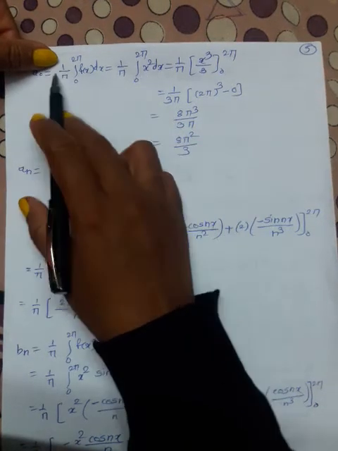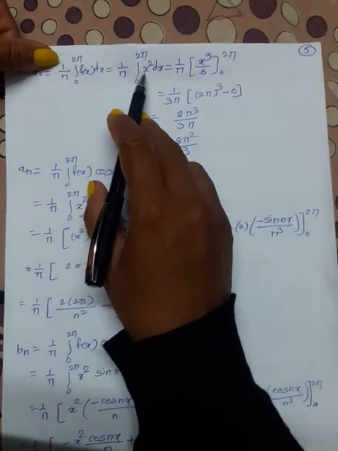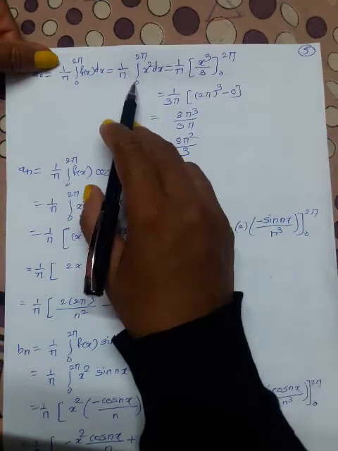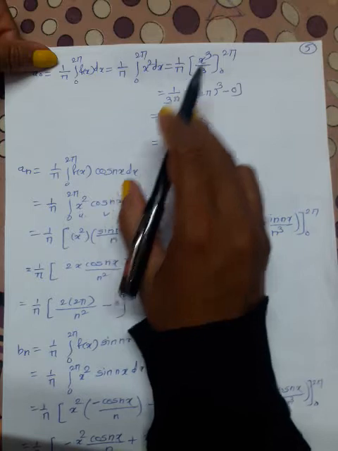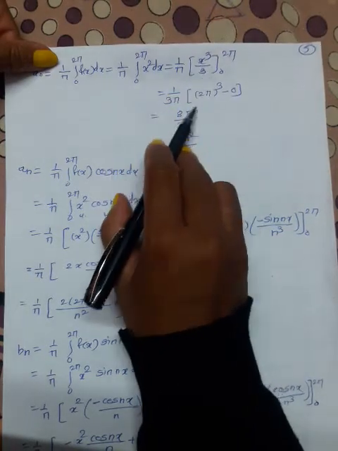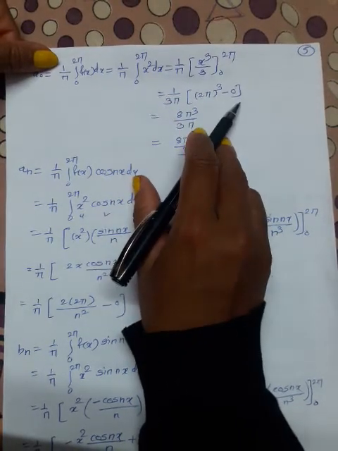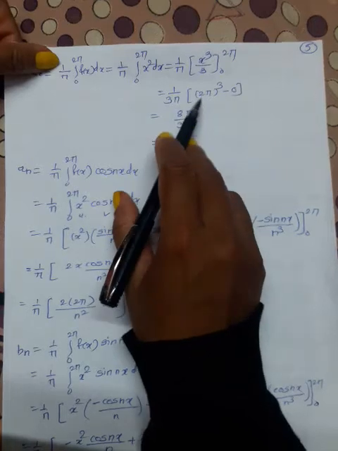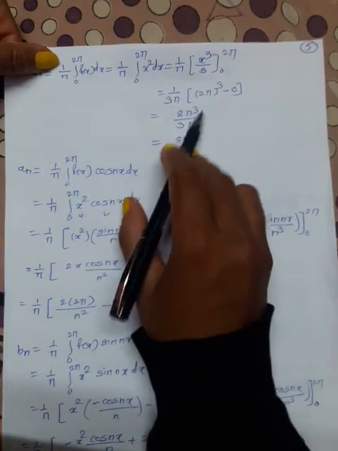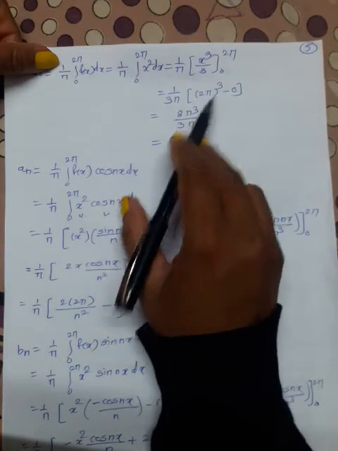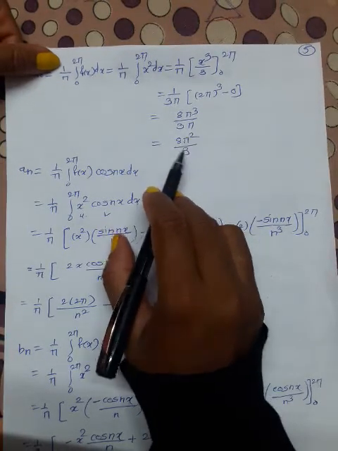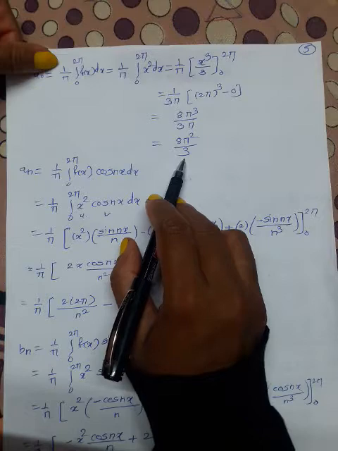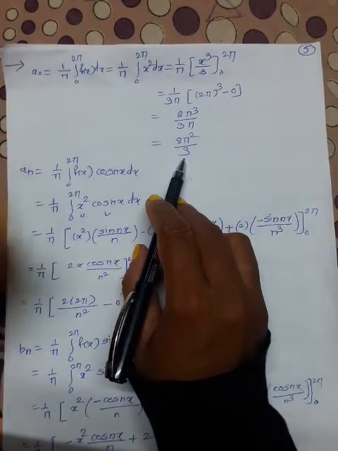Now the integration of x² is x³/3, with limits 0 to 2π. Take the 3 outside, 1/(3π). Put the value of the upper limit (2π)³ minus the lower limit 0. Now we know (2π)³ is 8π³. 2³ is 8, π³ is π³, divided by 3π. One π gets cancelled, and the answer is 8π²/3, the value of a0.